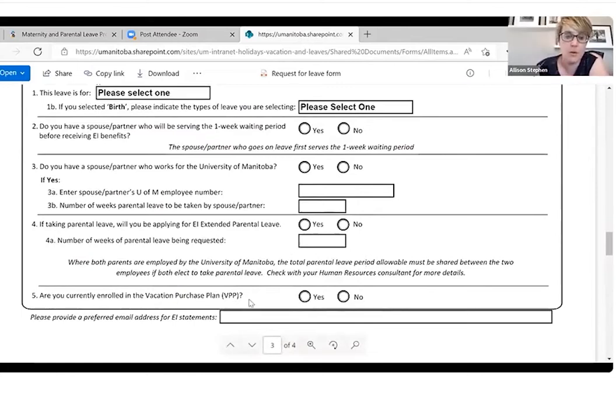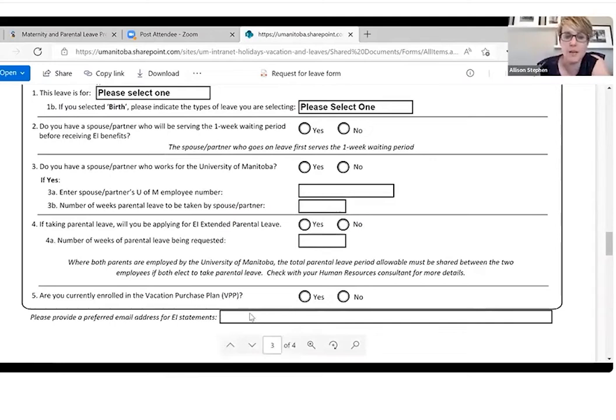It's also helpful for us to know about vacation purchase plan if you're enrolled, because when you're going on a leave for 1 month or more, you actually have to get your vacation purchase plan reconciled, and we pay out whatever balance you would have if you haven't used your days yet, but you've contributed, that kind of thing. So that's another key piece to fill out.